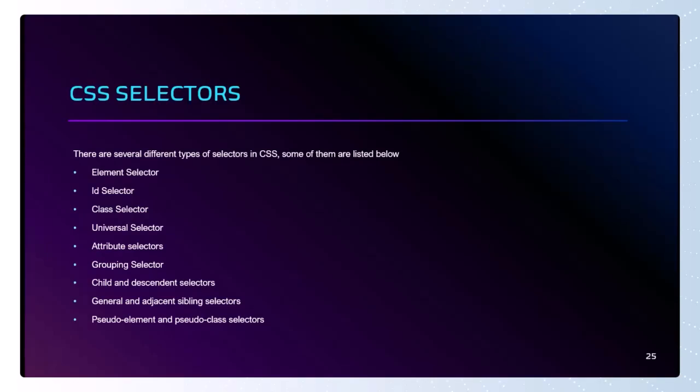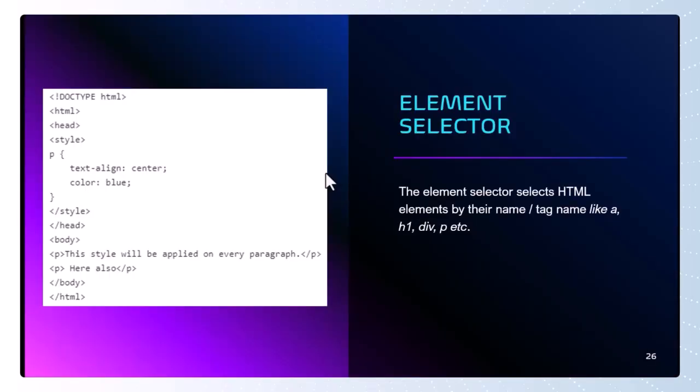The common ones are the element selector, the ID selector, class selector, universal selector, attribute selectors, grouping selector, child and descendant selectors, general and adjacent sibling selectors, and pseudo-element and pseudo-class selectors. The element selector selects the HTML elements by their name. For example, h1, div, p.